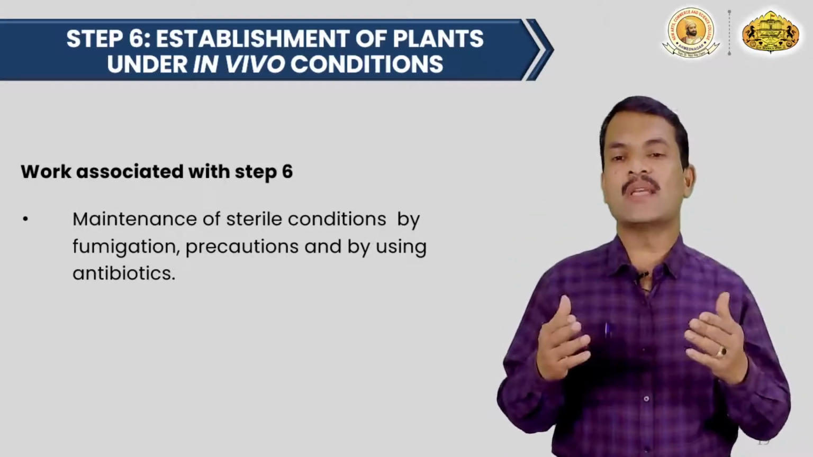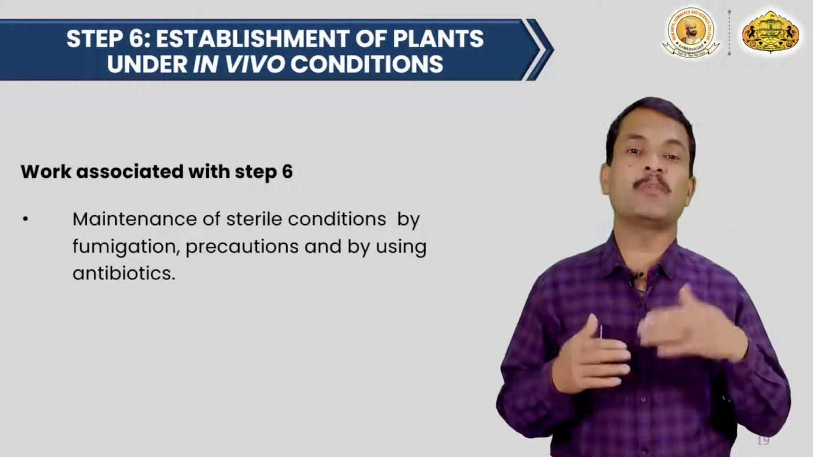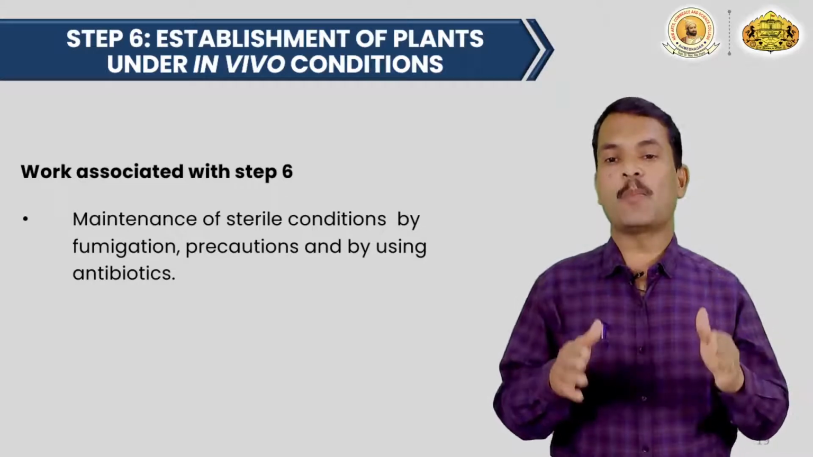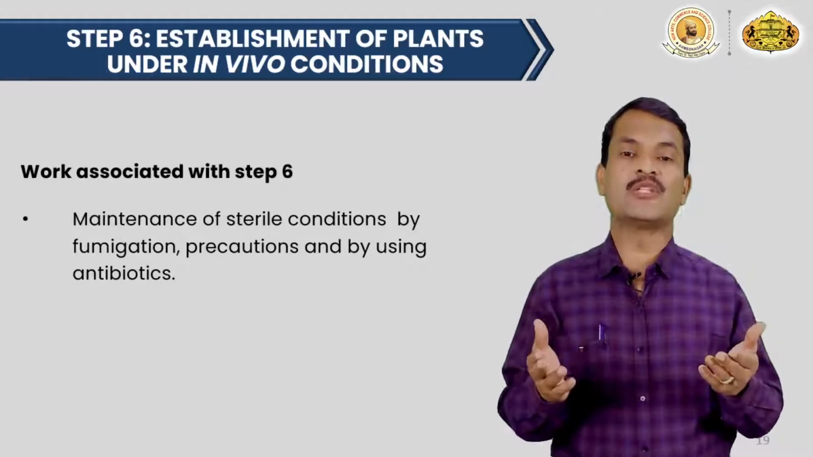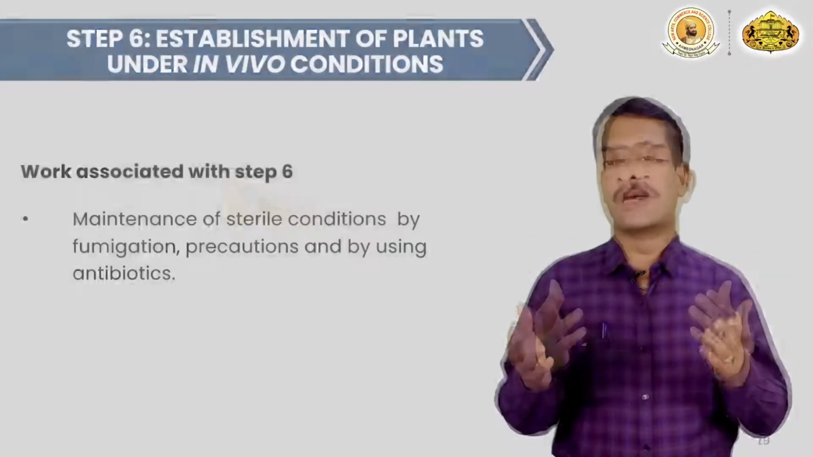So likewise, these are the 6 different steps involved in plant tissue culture. Ultimately now the plant is growing outside in nature, right? So now the plant is ready to transfer to the field.